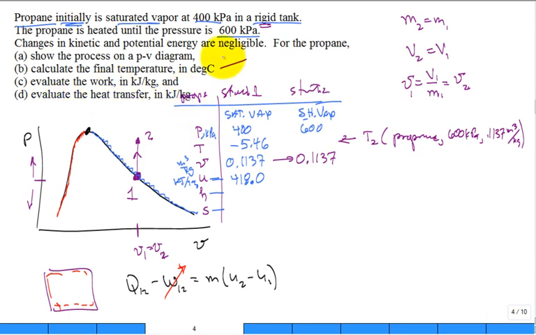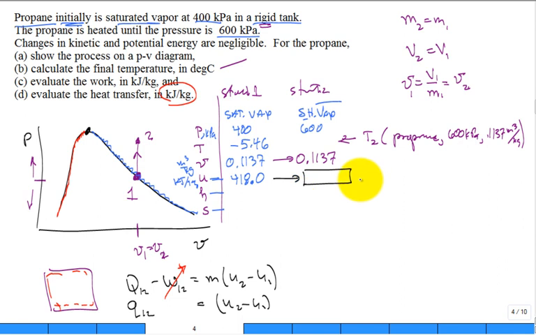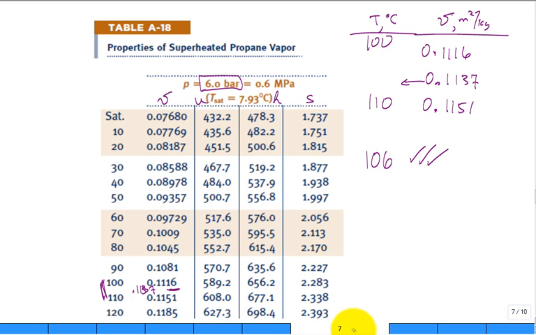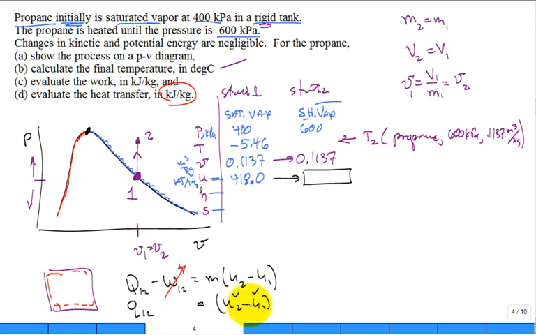Evaluate the heat transfer. If I take a look, what are the units they give me for that heat transfer? So they're not asking me to calculate capital Q, but lowercase q 1 to 2, which is capital Q divided by m, so U2 minus U1. So I'll need to get U2. U2 is another linear interpolation, just like we did to get T2. So you interpolate this way to get the U2, and it'll be between 589.2 and 608. And once I have that U2 and U1, boom. That's the answer for part D. Make sense? I'm going to move on then.